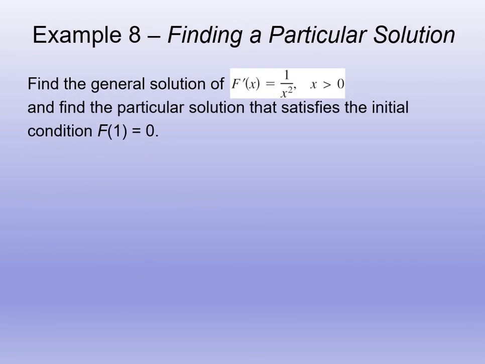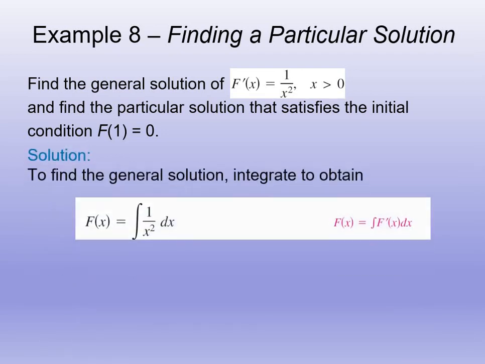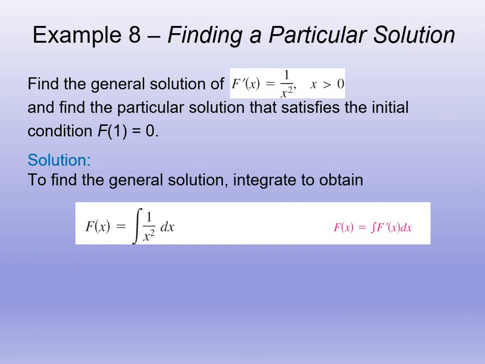We want to find the particular solution. First we need to find the general solution, and then we want to find the particular solution that satisfies the initial condition f(1) equals 0, which means we're going to substitute 1 in for x and set it equal to 0 once we take the antiderivative of the original function. We're going to integrate 1 over x squared. The best way to do that is to rewrite 1 over x squared as x to the minus 2 and then integrate it.